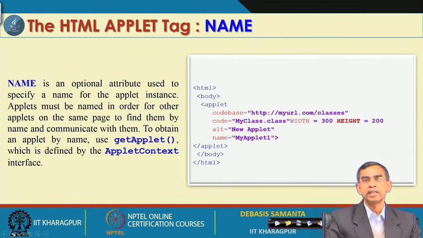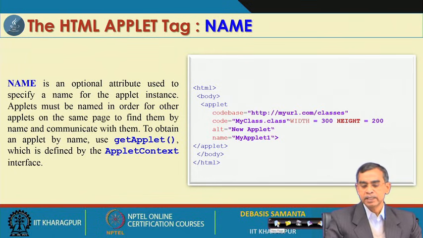From your machine you are running an applet, and from another machine another user is running another applet, and both applets need to communicate with each other. For this communication, one specification is required: which applet communicates with which one. That means each applet should have its own identity. This identity can be given by means of a name.